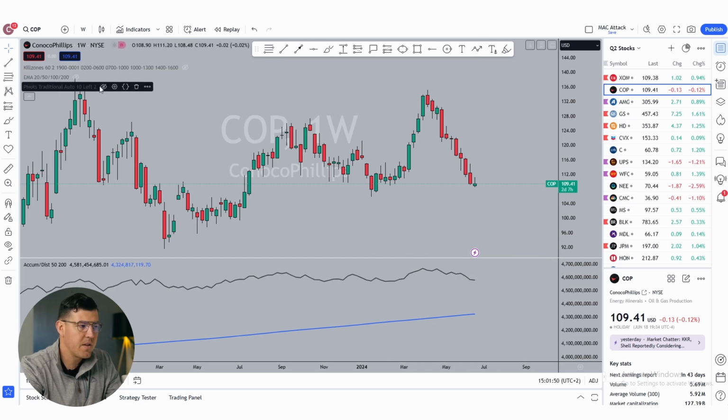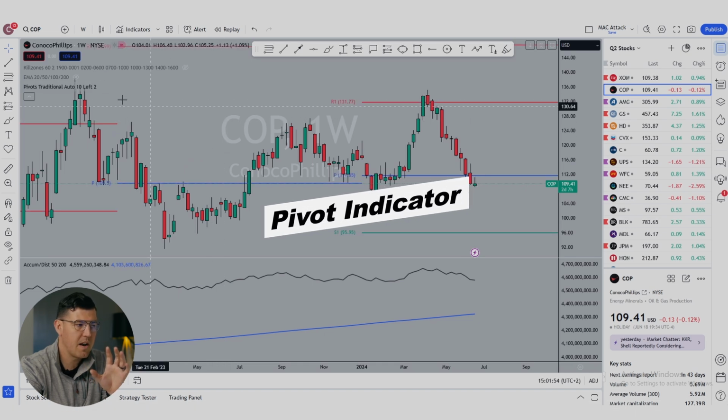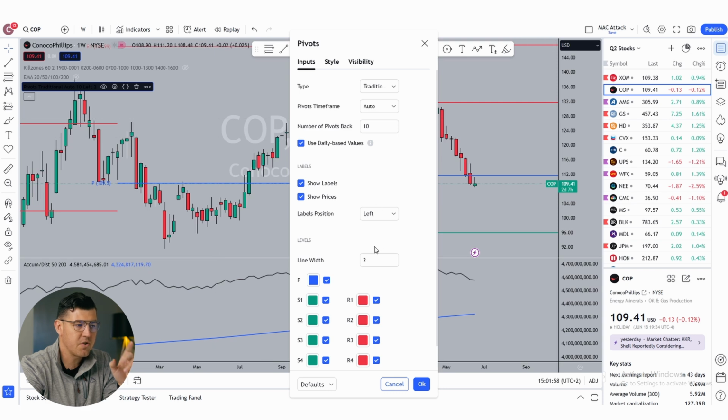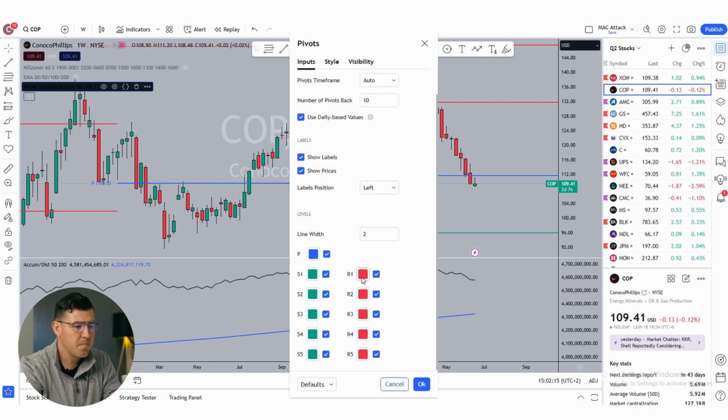Second indicator I want you to put on is the pivot indicator, the traditional one. I'm going to jump into the settings. At this stage, you can take a screenshot of this, but the type is traditional. I keep it as is. The time frame is auto, and the number of pivots back, you can change this to 5, 10, whatever you want. I keep it on a standard 10 for this exercise. The rest is all pretty standard.